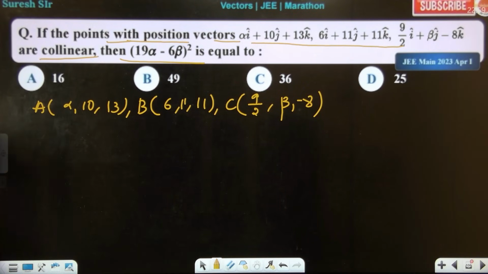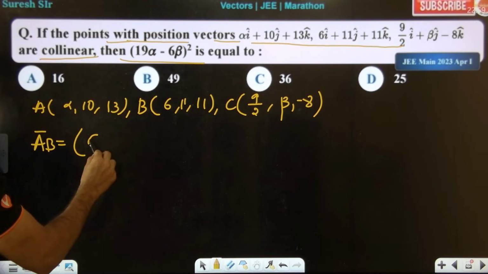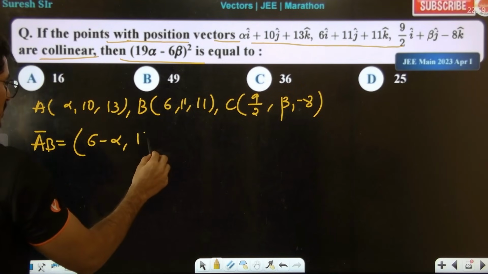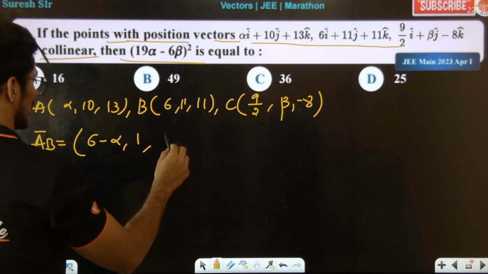Yes, sir. Here, let me write the position vector of AB. What is the AB vector? Tell me. Position of B minus position of A. So 6 minus alpha, 11 minus 10 which is 1, then minus 2.